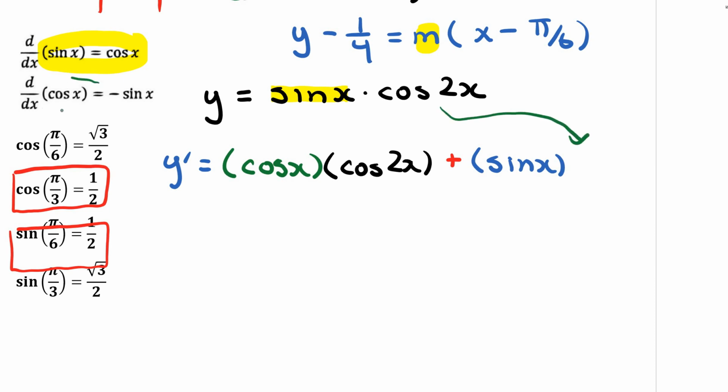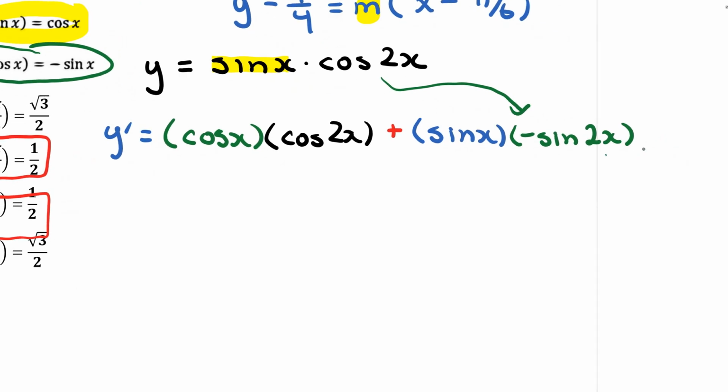And then I need to multiply by the derivative of the second term. Now I know the derivative of cos x is going to be negative sine x. So let's put a bracket negative sine x. So negative sine of 2x here. And then the chain rule states that I need to find the derivative of 2x, which is just 2. Okay.